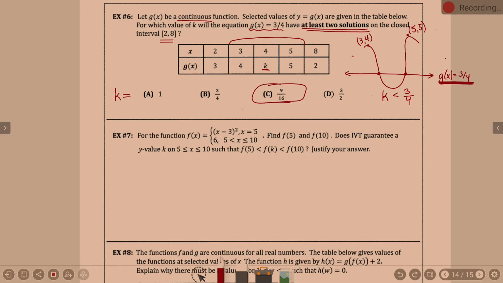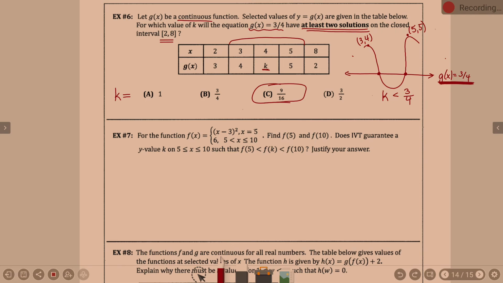Kind of. Okay. Let's look at the next one, for this lovely, fun piecewise function. Calculus loves piecewise functions if you haven't started to realize that. Find f of 5 and f of 10. Does IVT guarantee a y value on the interval from 5 to 10 such that f of k is between f of 5 and f of 10?